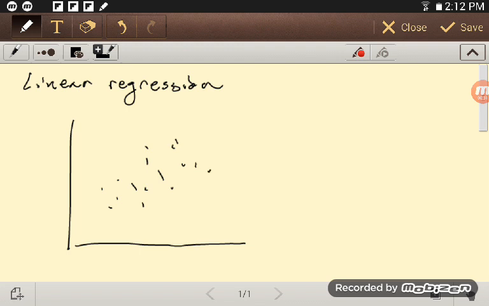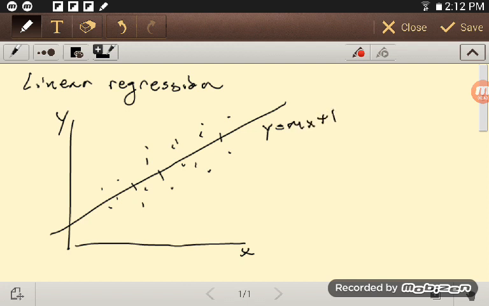So I've got some data here. Here's X, here's Y. It looks like a straight line trend. I would love to find this Y equals mx plus b curve. So one aspect of it is just finding, hey, what are the best m and b? Now, what do we mean by best?